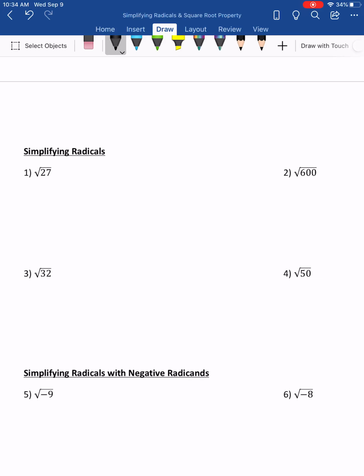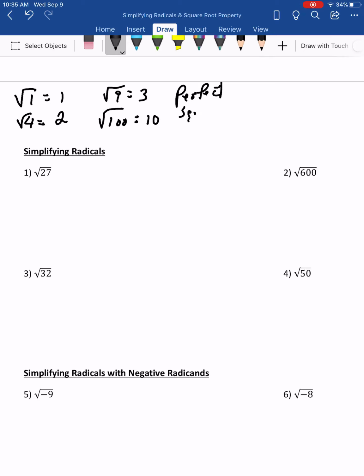Okay, so a little reminder of radicals. So we've looked at some perfect squares. So perfect squares go like square root of 1 is 1, square root of 4 is 2, square root of 9 is 3, skip ahead, square root of 100 is 10, right? So these are our perfect squares because they're nice, clean, whole number square roots. If you put square root of 27 into your calculator, you would get a messy decimal, right?